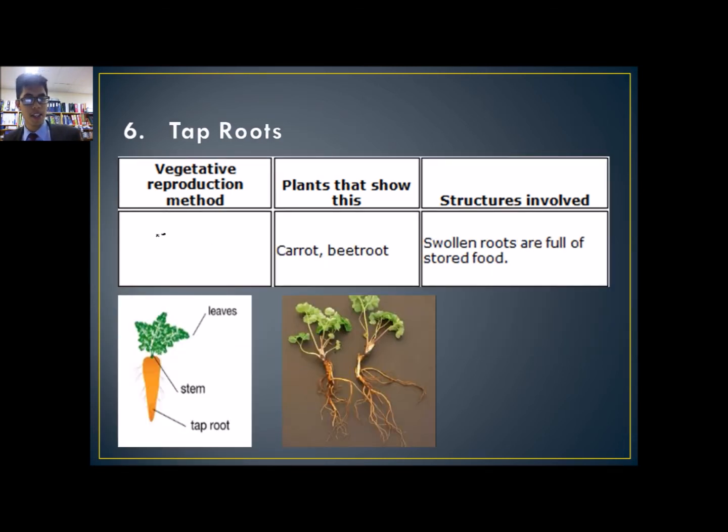And lastly, it's tap roots. This is the last vegetative method, and you have carrots and beetroot that show this, and swollen roots are full of stored food. So again, here you go, this is the tap root over here, and this is full of stored food, and this keeps reproducing asexually.